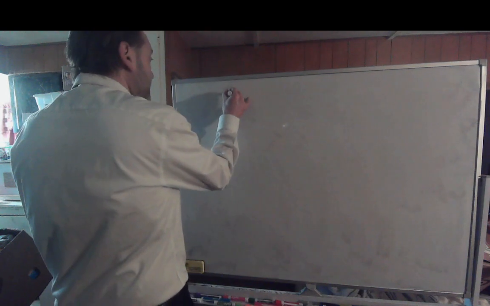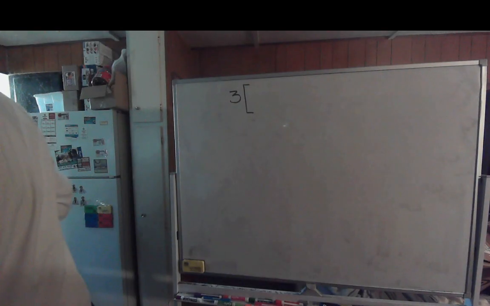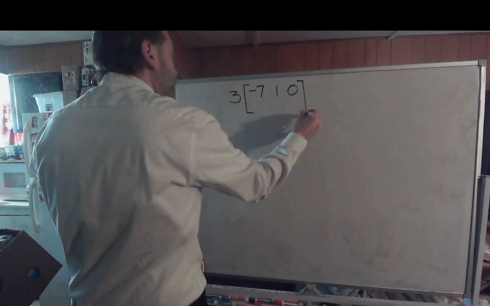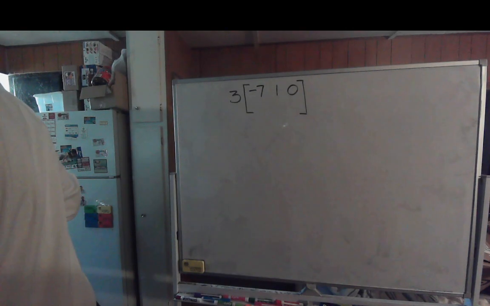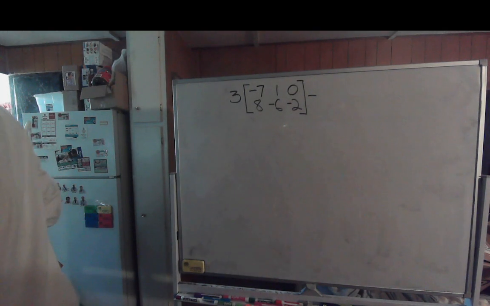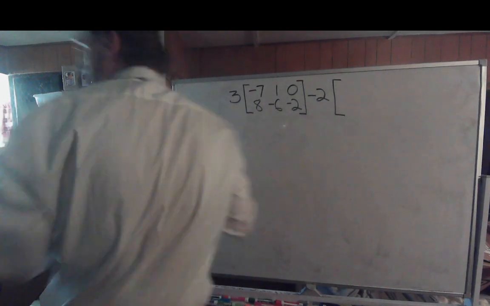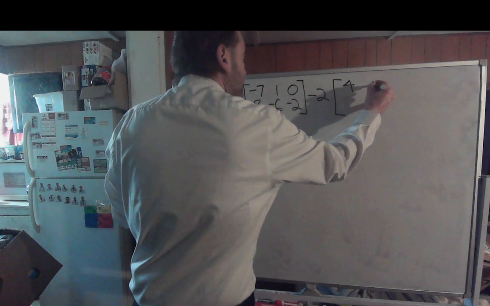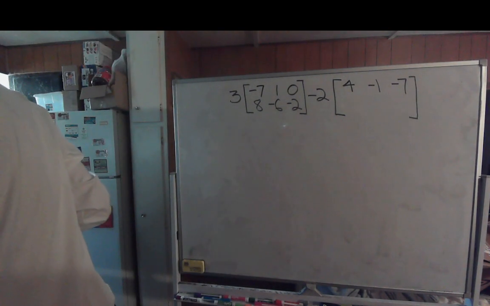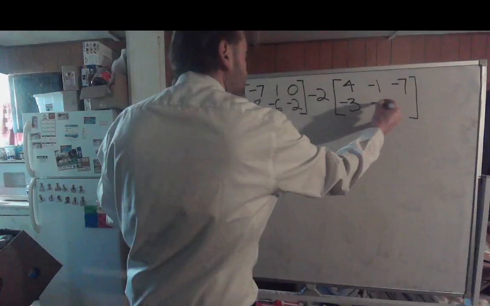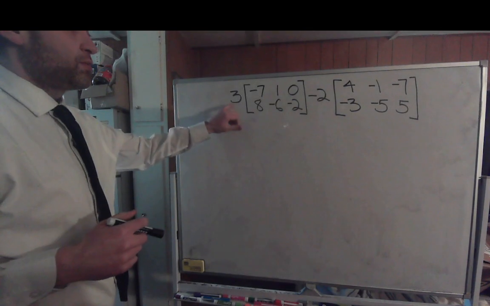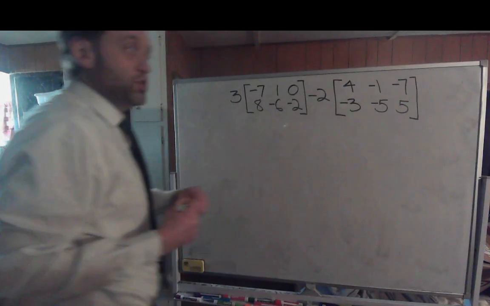What if I had 3 times the matrix of negative 7, 1, 0, 8, negative 6, negative 2, minus 2 times the matrix 4, negative 1, negative 7. Then let's see, negative 3, negative 5, and 5. So this time both matrices have scalar multiples on them. You have 3 times the first matrix minus 2 times the second matrix here, okay?